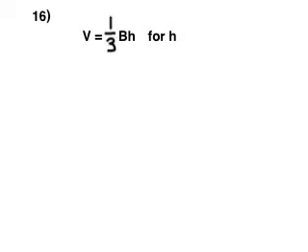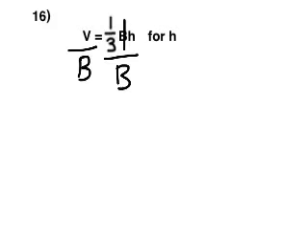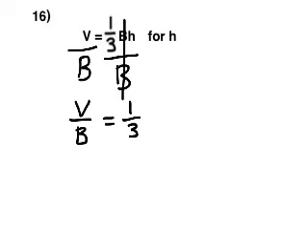Okay, here's another one. This is V equals 1/3 BH. I'm not sure what this is. Maybe it's a volume of a pyramid or a cone. Probably a pyramid. So the B is probably the area of the base. Anyway, we're going to do it for H, right? So we're going to get rid of everything else, but doing the same thing to both sides while we're doing it. So divide this side by B. This side by B. Okay, the B's cancel out. That gives us V over B equals 1/3 H.